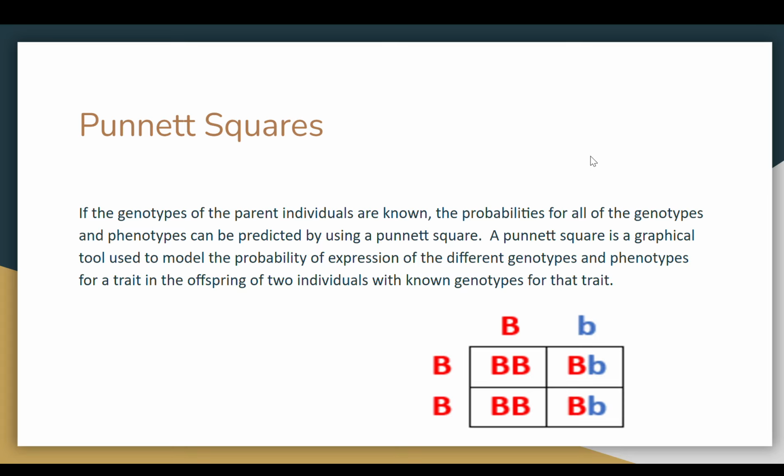Punnett squares. If the genotypes of the parent individuals are known, the probabilities for all of the genotypes and phenotypes can be predicted by using a Punnett square. The Punnett square is a graphical tool used to model the probability of expression of the different genotypes and phenotypes for a trait in the offspring of two individuals with known genotypes for that trait. An example of a Punnett square can be seen below, where it's a 4-block grid to represent all four alleles for the two parents combined.